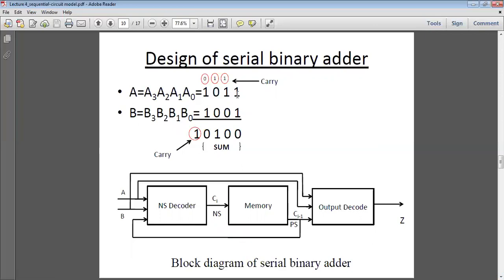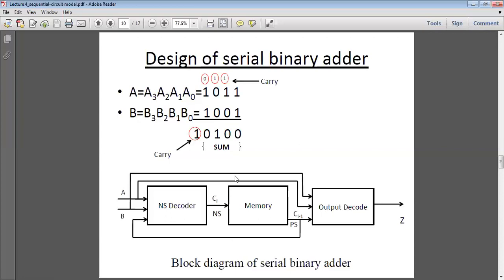If we add the first bits, 1 plus 1, the sum is 0, carry is 1. Then 1 plus 0 plus 1 is 10, so carry 1. Again 1 plus 0 plus 1, carry here is 1. Then 1 plus 1 plus 1 is 11, so the final carry is 1. So what is the total result? 0, 1, 0, 0 is the sum, and 1 is the final carry for this particular design.